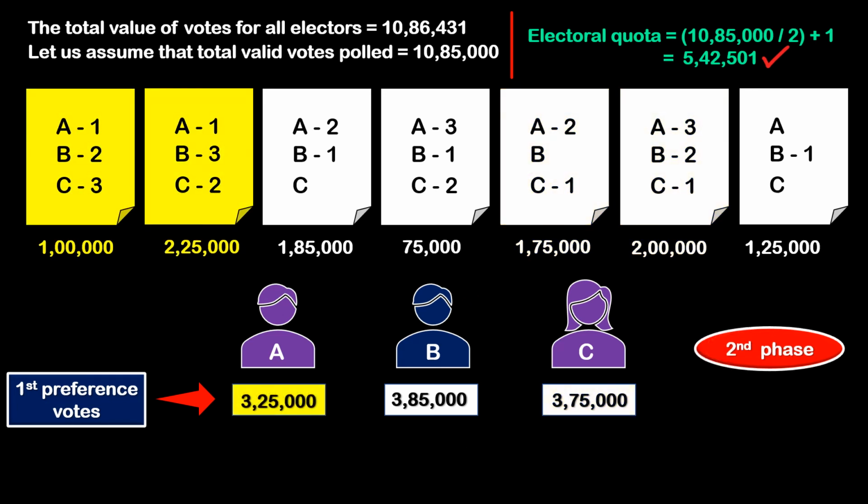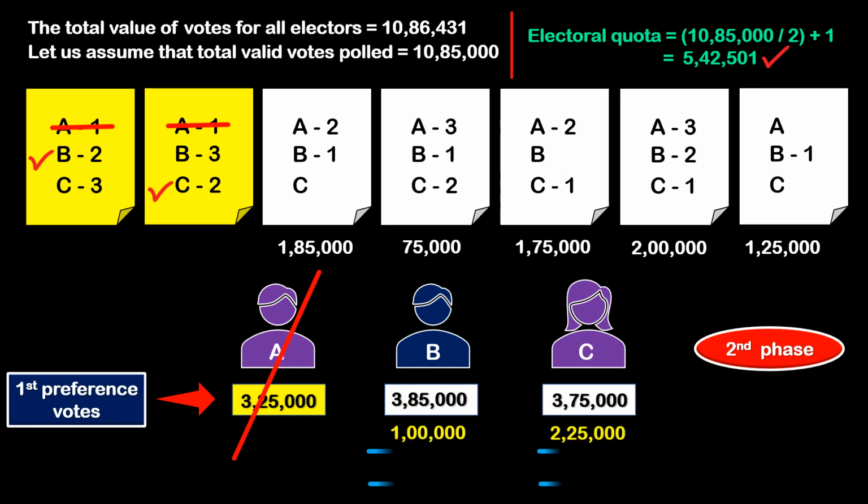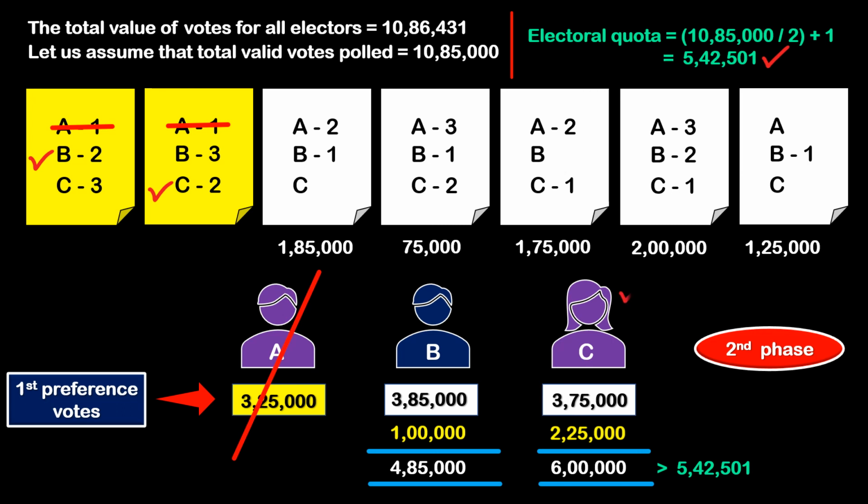Since candidate A has received the least number of first preference votes, his ballots will be cancelled and the second preference votes mentioned on those ballots will be transferred to the first preference votes of the other candidates. After doing this, we notice that candidate C has secured the required quota. So the process will stop here and candidate C will be declared the winner.